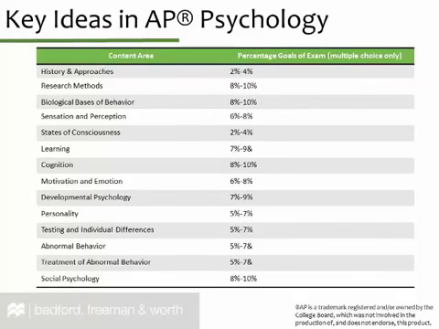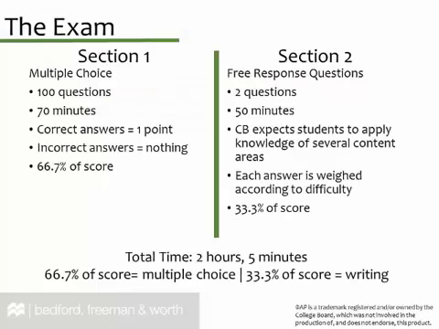As you can see, the various content areas are distributed fairly evenly on the multiple choice portion of the AP exam. The exam is divided into two sections. Section 1 is multiple choice and lasts 70 minutes, during which time your students will answer 100 questions. This accounts for 2/3 of their overall score. The second section is the 2 free response questions, which students are given 50 minutes to answer. This will be 1/3 of their score.